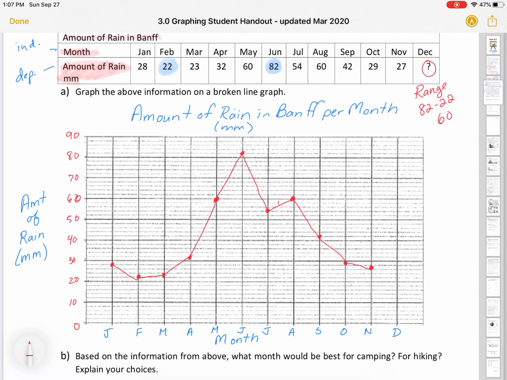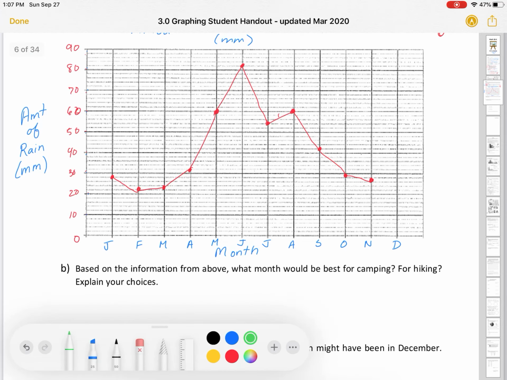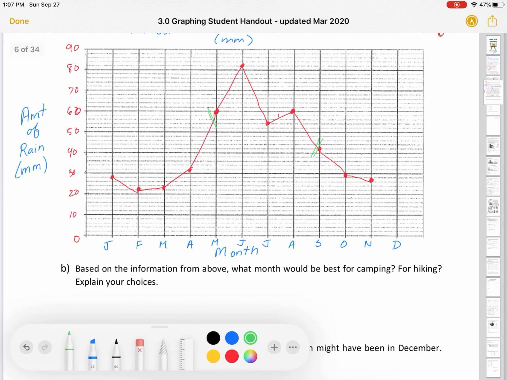Okay. So looking at our questions, we have a couple of questions. It says, based on the information shown above, what month would be best for camping or hiking? Explain your choices. Well, looking at this graph, if we're going to go camping or hiking, we probably want to go in the warm months. So somewhere between May and August and September, right? Like September, we're back in school. It starts to get cold. So somewhere in there. So what I would do is I would pick the one with the lowest amount of rain in those warmest months.